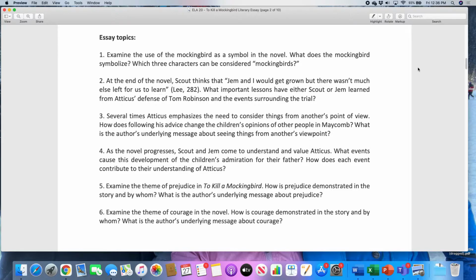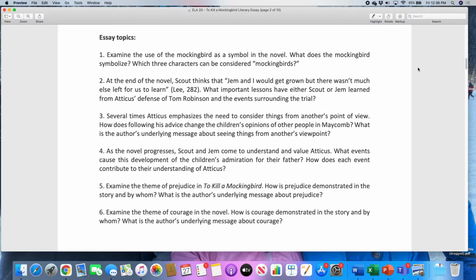What important lessons have either Scout or Jem learned from Atticus's defense of Tom Robinson and the events surrounding the trial? Several times, Atticus emphasizes the need to consider things from another's point of view. How does following his advice change the children's opinions of other people in Maycomb? What is the author's underlying message about seeing things from another's viewpoint?